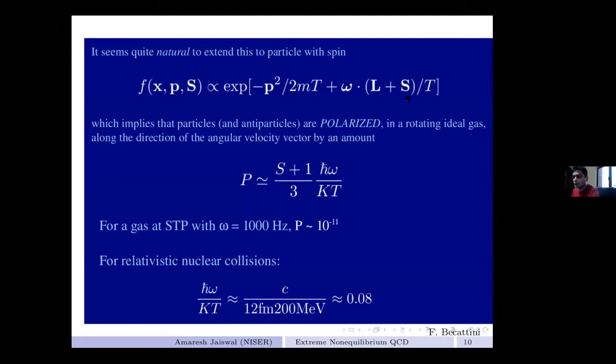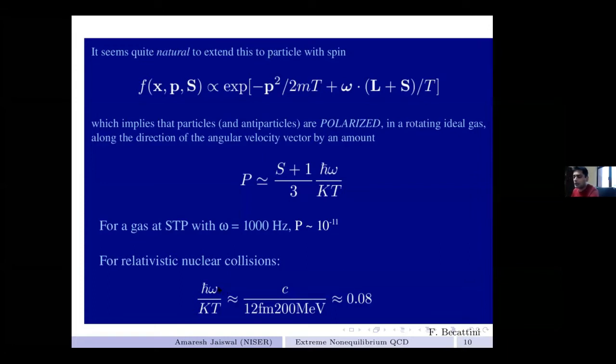A rough calculation about polarization shows immediately that the amount of polarization is proportional to omega over T. So for a gas at room temperature or STP, let's say, with a very large rotation, omega at 1000 hertz, even then you see the polarization is quite small, because there is an h bar sitting in the numerator. However, for relativistic nuclear collision, one immediately sees that the order of magnitude is a few percent. This order of magnitude is calculated in a very simple way.